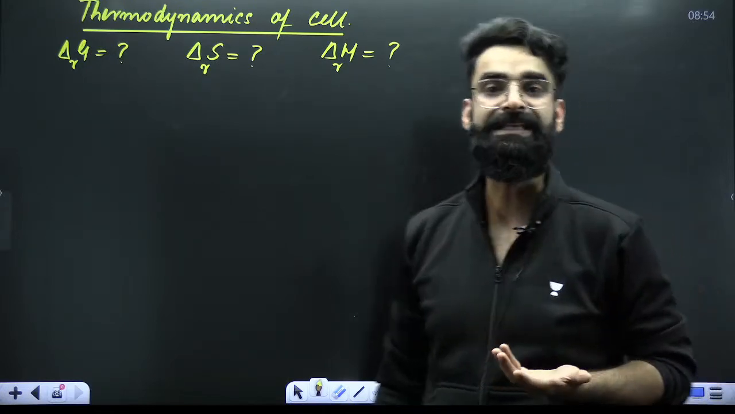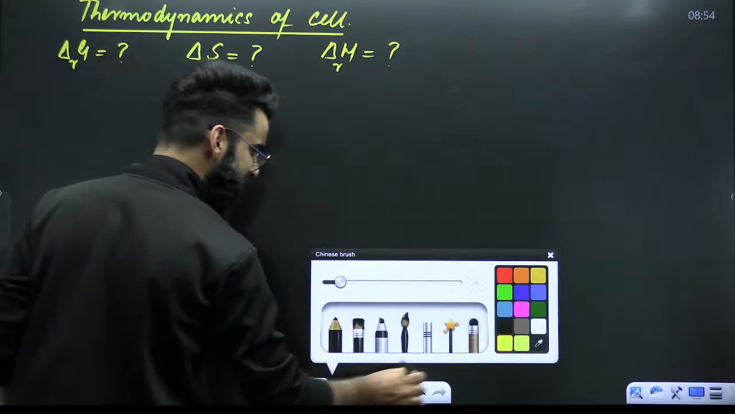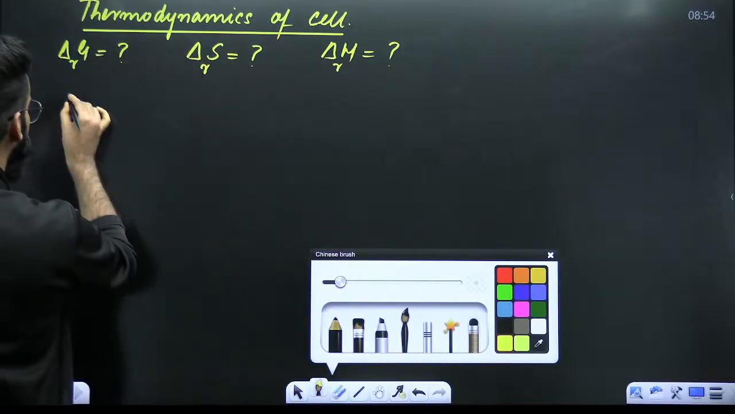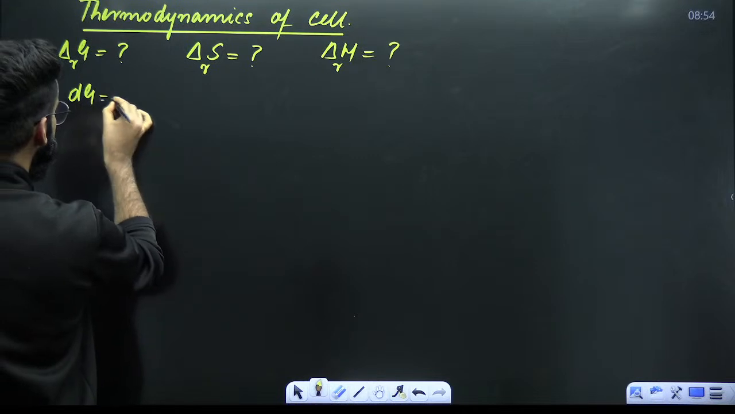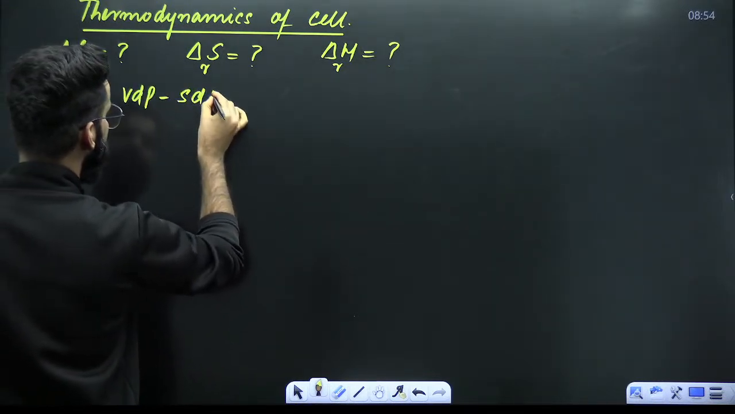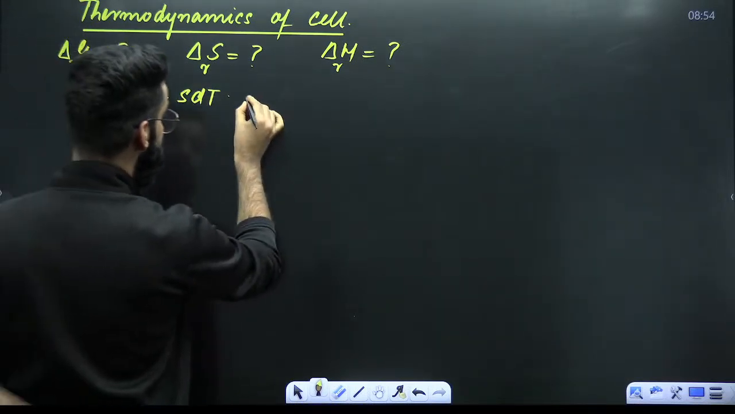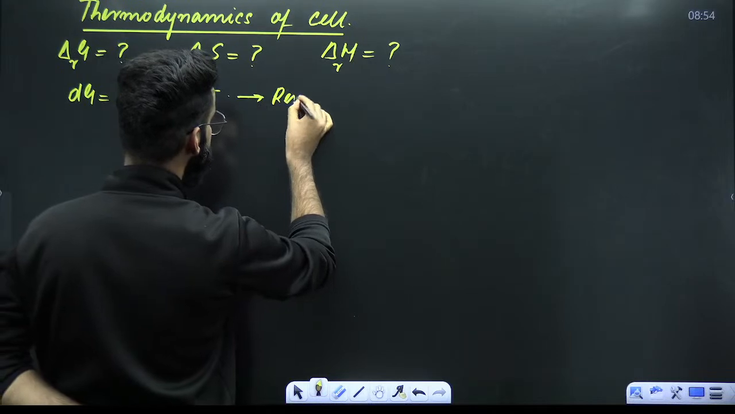Now, how to deal with these three things? How do we get them? My dear students, if you remember, in thermodynamics, I gave you one equation: dG is equal to VdP minus SdT. Do you remember this equation? And I had told you this particular equation is valid only for reversible processes.